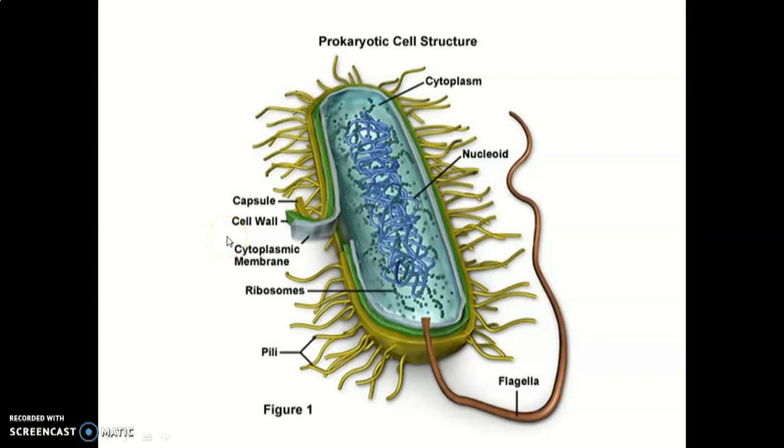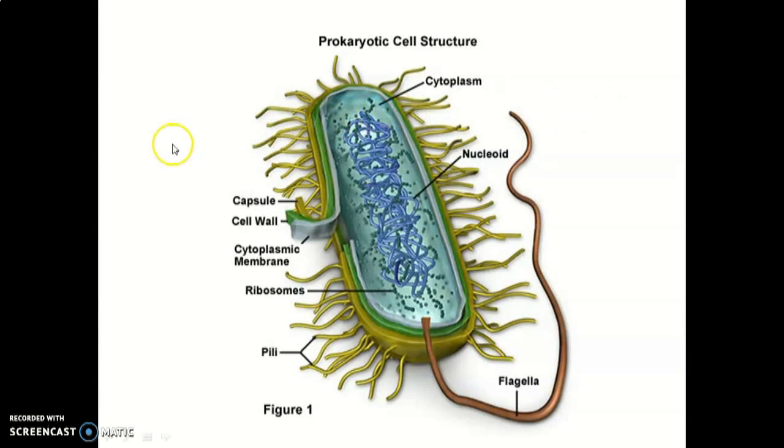Hello friends, in today's lecture we are going to see the structure of bacterial cell. The bacteria is the prokaryotic cell, the primitive cell, not developed as a eukaryotic cell, and it has a very simple structure as compared to the eukaryotic cell. Let's see the structure of bacterial cell.